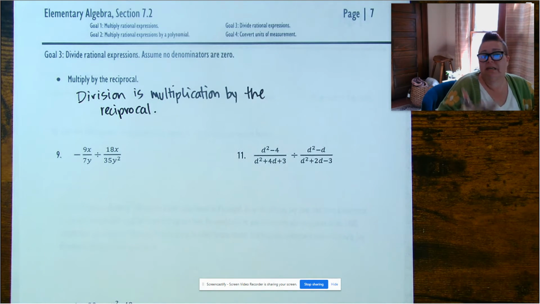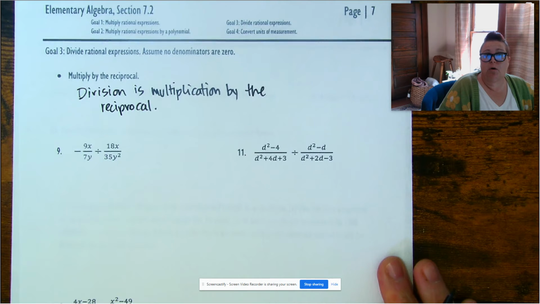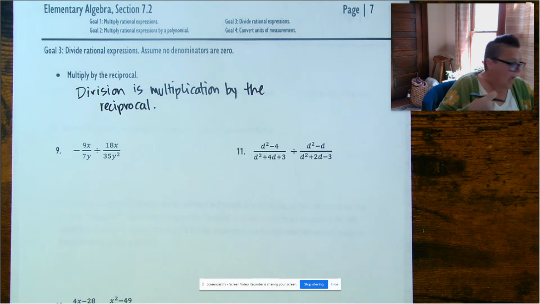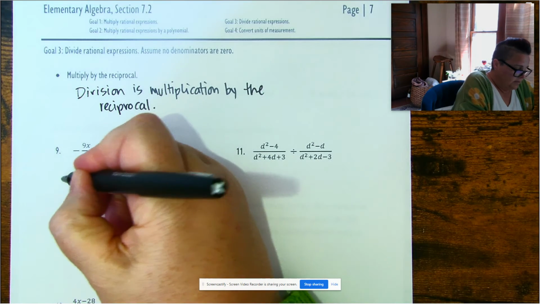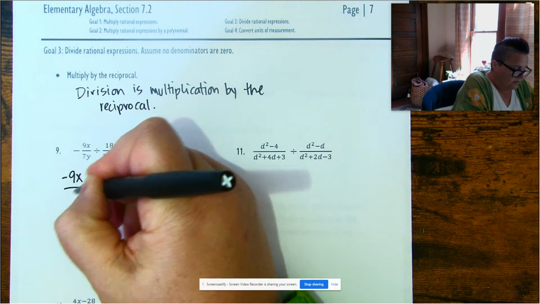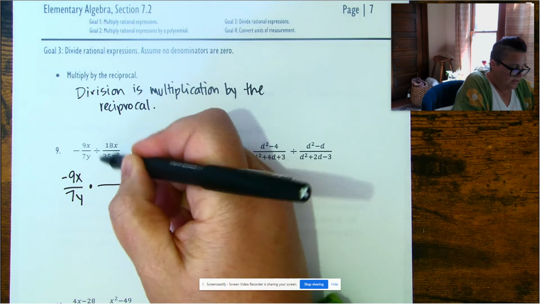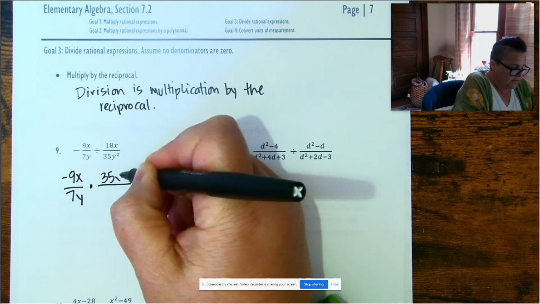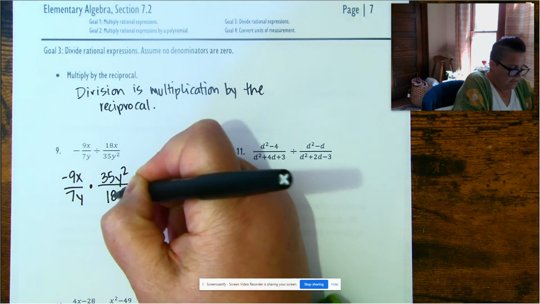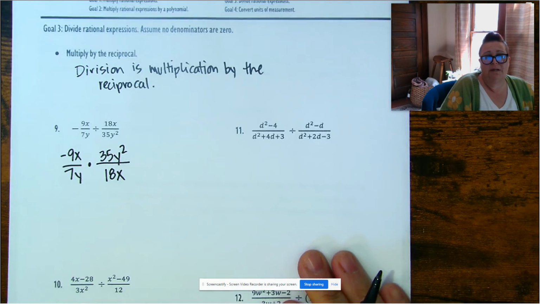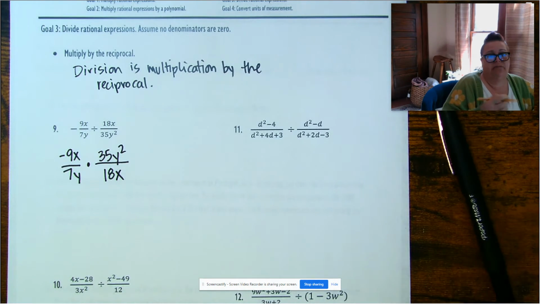Right? We're using the definition of division as multiplication by the reciprocal. I prefer to do the reciprocal part first. So this is going to be negative 9x over 7y times, and then these get flipped, 35y squared over 18x. Once you have flipped it, then you want to factor.